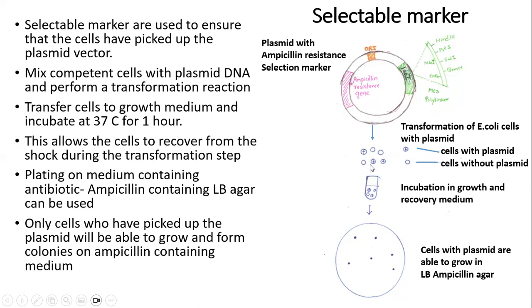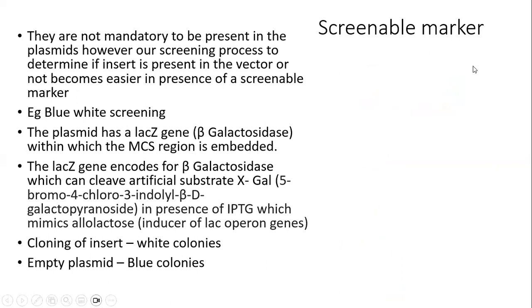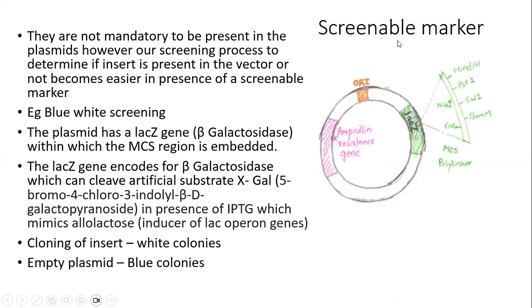So only those cells that have picked up the plasmid will be able to grow here and form colonies, while the empty cells which have not picked up the plasmid are unable to grow in the presence of ampicillin. So here, ampicillin functions as a selectable marker for the plasmid. Then we have the screenable marker. The screenable marker in this plasmid is the lacZ gene. The lacZ gene encodes for the enzyme beta-galactosidase, and the multiple cloning site is actually embedded within the lacZ gene.